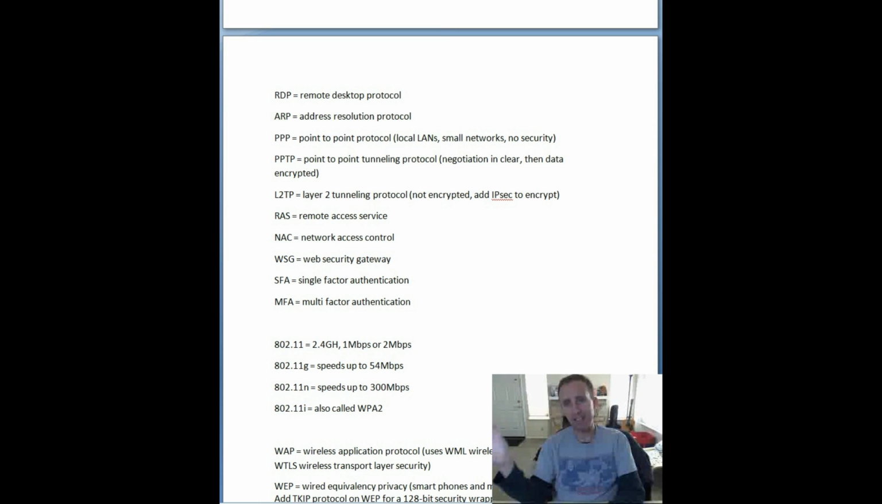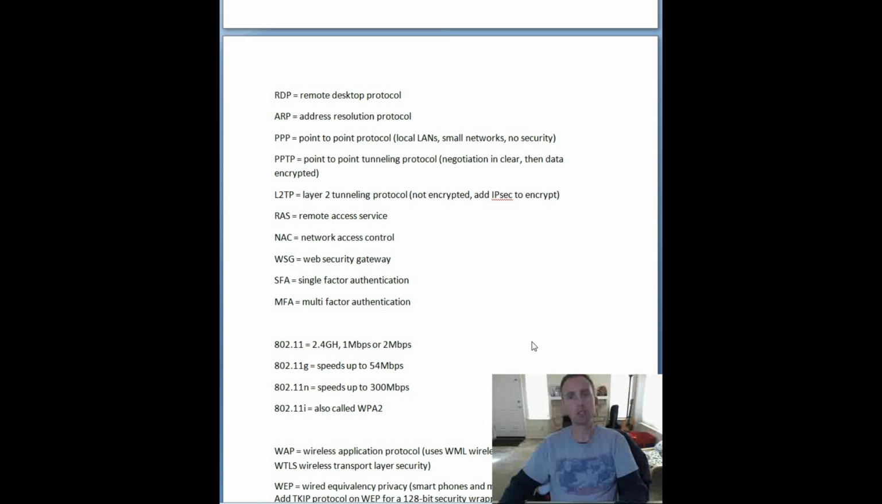You have RAS, Remote Access Service, Network Access Control, NAC, WSG is a Web Security Gateway. It's sort of like a firewall or like an IDS, Intrusion Detection System. And the authentication methods, you can have single factor authentication or multi-factor authentication. This can involve smart cards, biometrics, cameras, guards, and depending how many authentications you have from each particular section, that would say if it's a single or a multi-factor authentication.